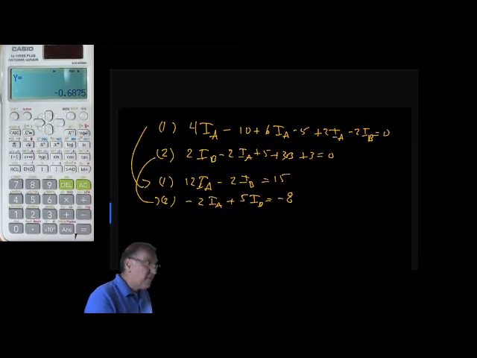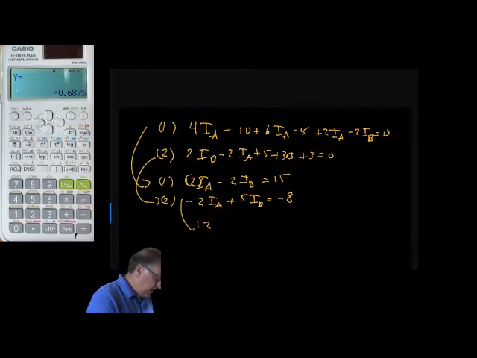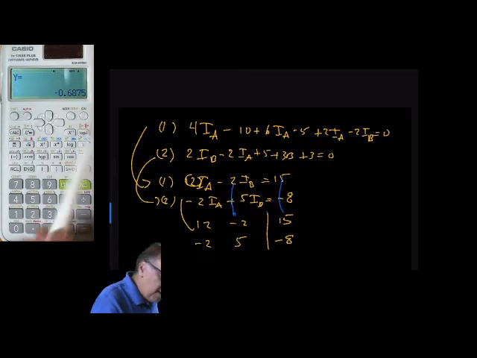And we'll put this again in matrix form like we did before. So we have a 12 from this coefficient. It goes here. And we have a minus 2 going here, and a 15 from here. And a minus 2, and a 5, and a minus 8. And again in our calculator.